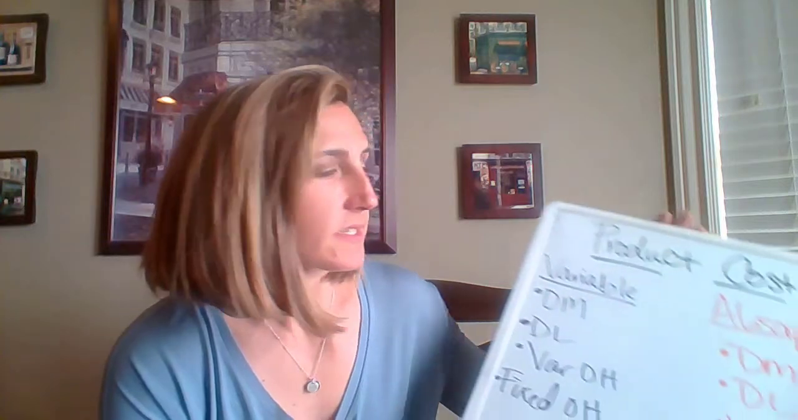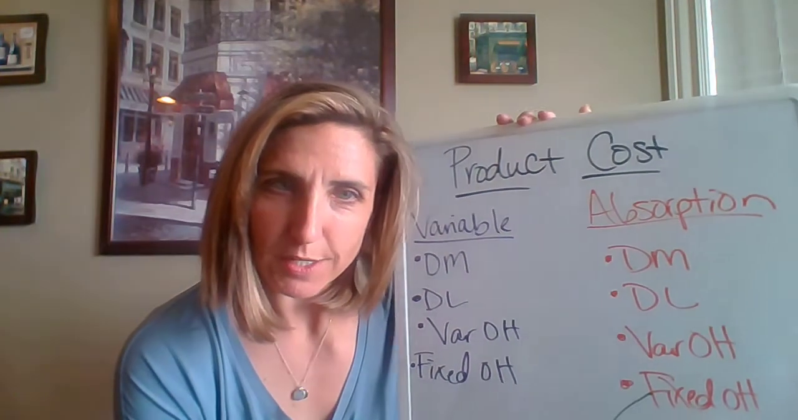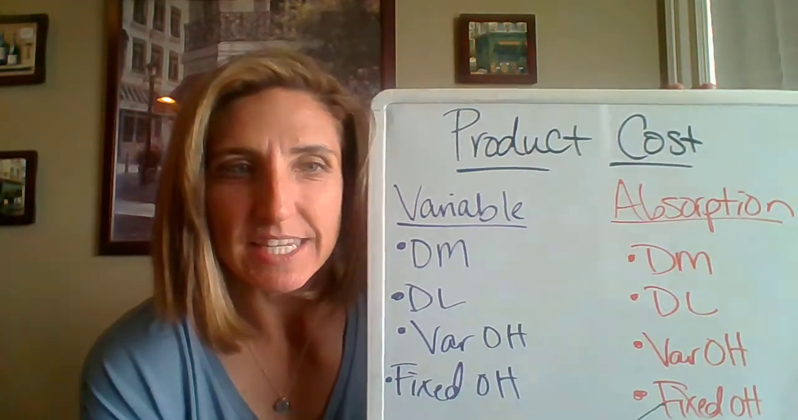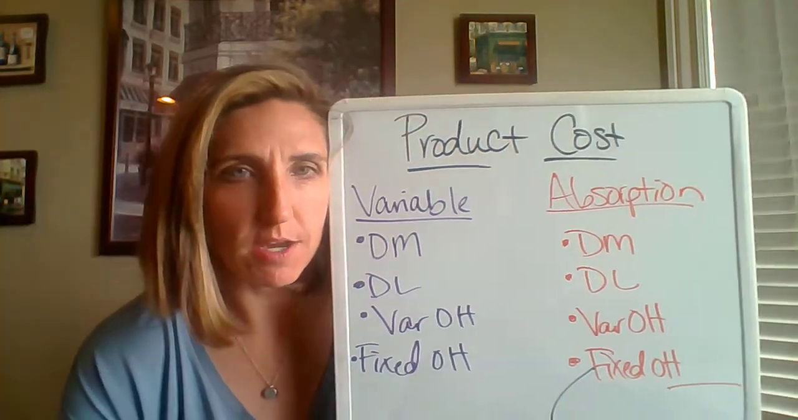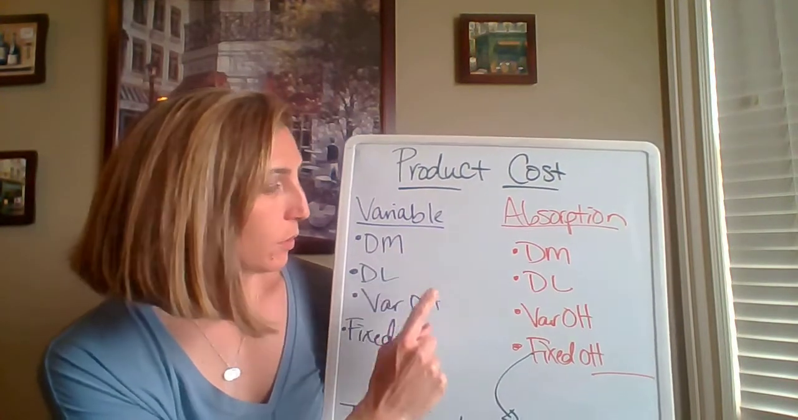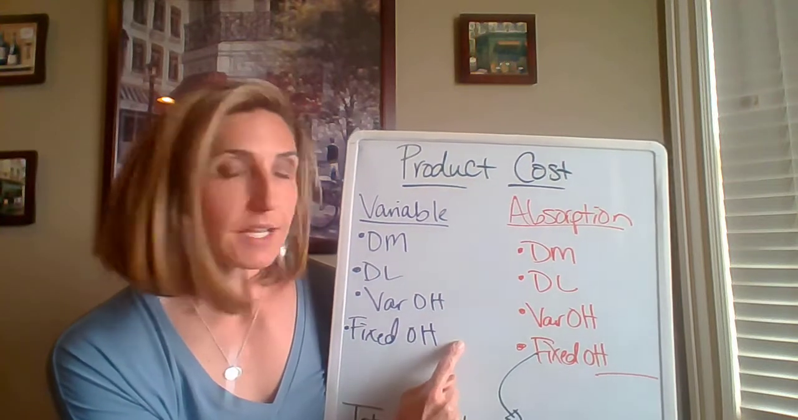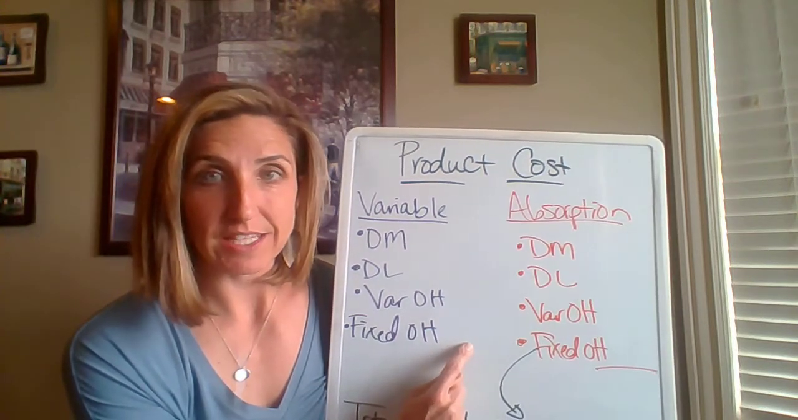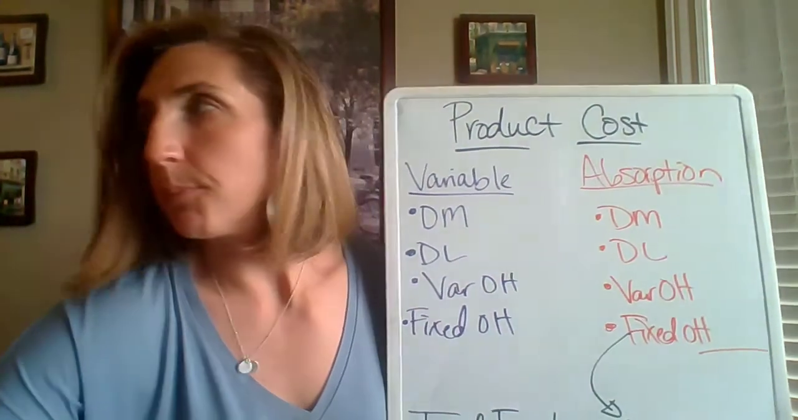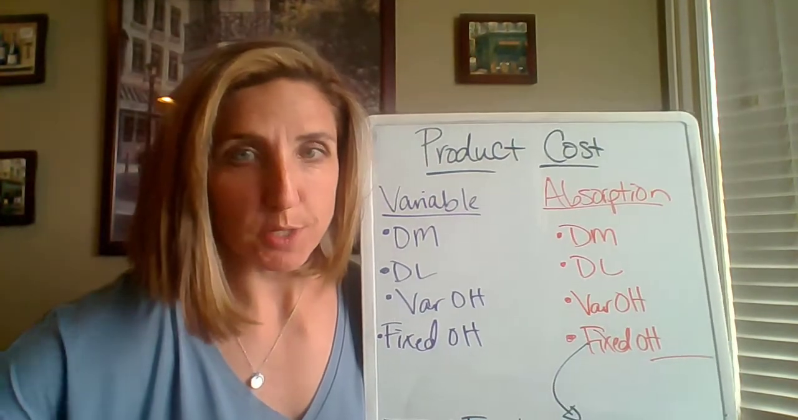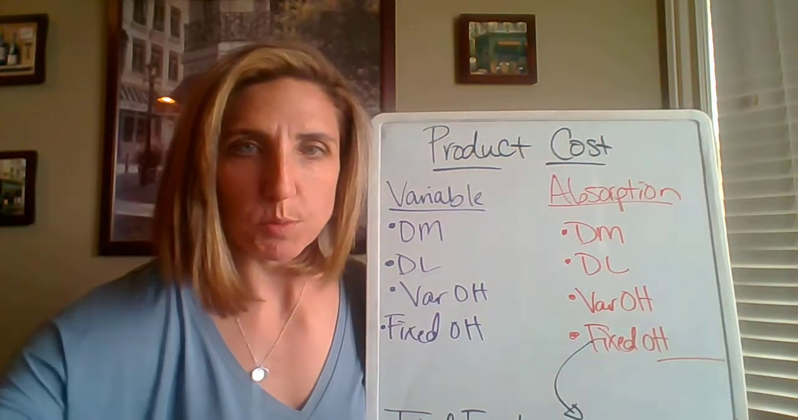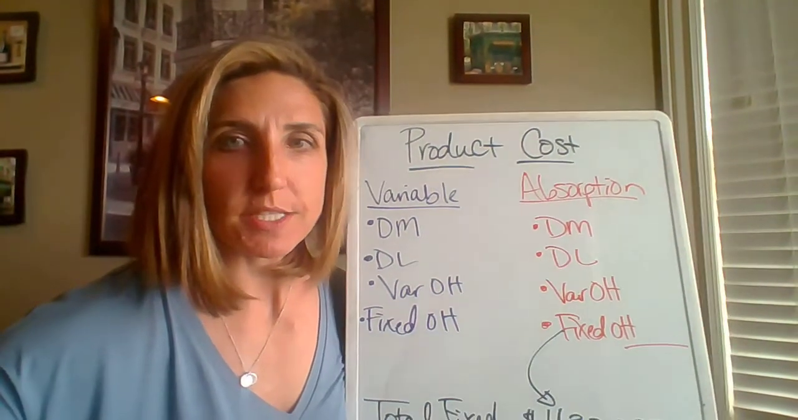On my whiteboard here, I know I'm so technologically advanced, you can see that I have written out product cost. So the product cost variable would include material, labor, and variable overhead, but it's not going to have a portion of the fixed overhead allocated to it. So I'm going to write this all out for you as I talk through it. Let me grab my handy dandy markers. And red for absorption. So we'll compare and contrast the per unit cost.